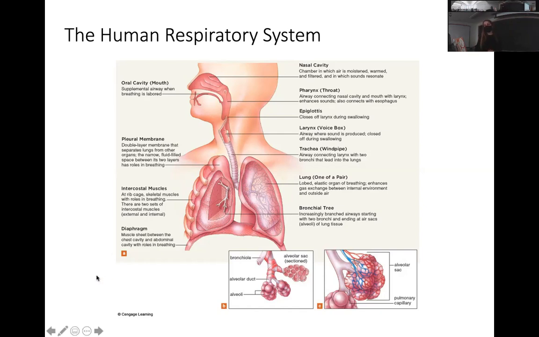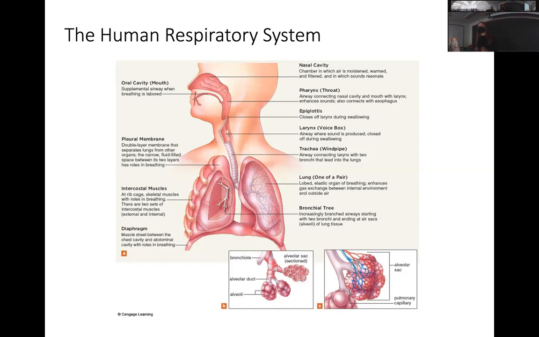This is that muscle sheet between the chest cavity and the abdominal cavity with roles in breathing. Okay, I think of it like a balloon. Okay, when we pull down on that diaphragm or expand it, maybe if you ever took choir or band or something like that where you had to use a lot of air force, your diaphragm will expand. It'll help expand your lungs. And then when your diaphragm contracts, it essentially expels the carbon dioxide out of your body. So it kind of helps with that movement.